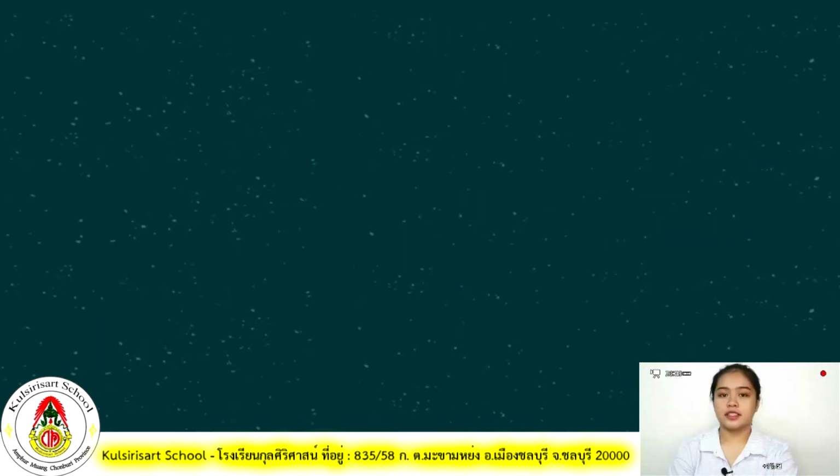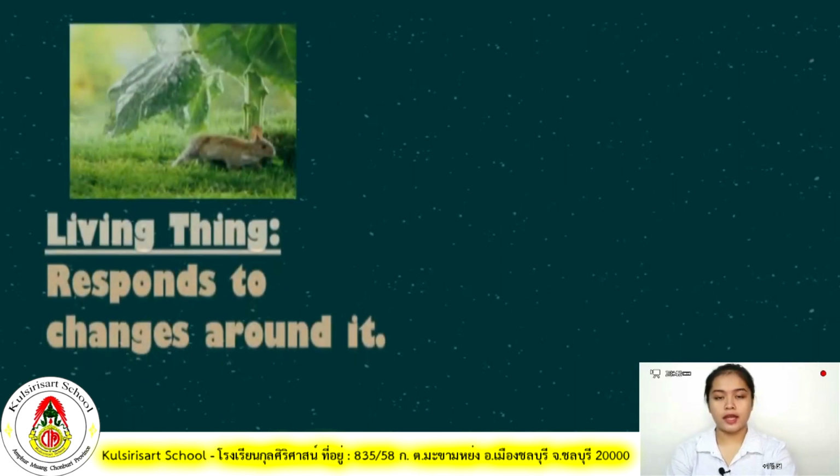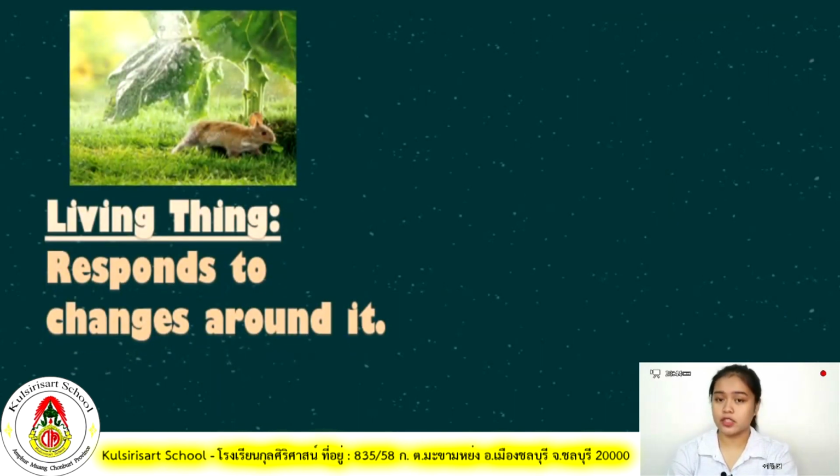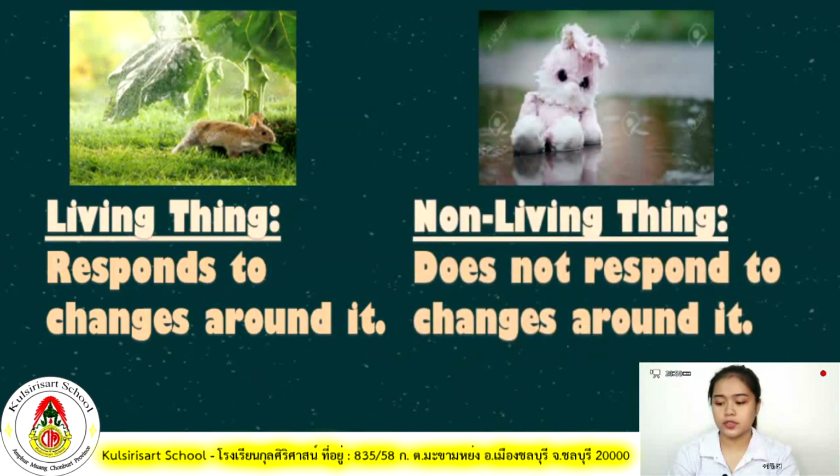Very good. For example, the rabbit in this picture is running towards a leaf to protect itself from the rain. While this rabbit does not respond to the rain at all. As you can see here, the rabbit is wet. Therefore, living things respond to changes around them, while non-living things do not respond to changes around them. Did you get it? Very good.